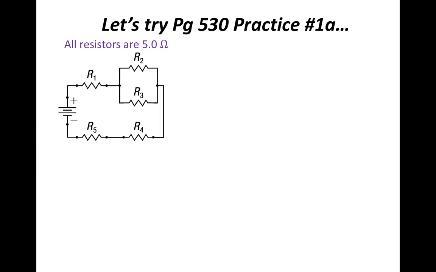So let's try page 530, practice 1A. I've added this one from the textbook. I know there are a lot of examples in this video, but I felt like you really need it, because this is a really big topic that could show up on final assessments. So let's try a circuit connection that looks like this, and all resistors are 5 ohms.